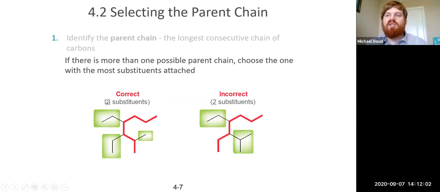And the reason is that's going to actually simplify our nomenclature later on. It's going to make it easier to name. And so if it's easier to name, then that's going to be the correct one that we want to choose.